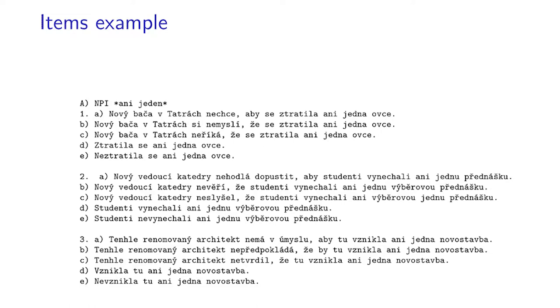There were something like 20 items of this Anjeden NPI type. So I presented you the sheep example. Then there was something like this new chief of department, and he doesn't allow students to miss even one lecture, this type of item, and items about architects and new buildings and similar examples.